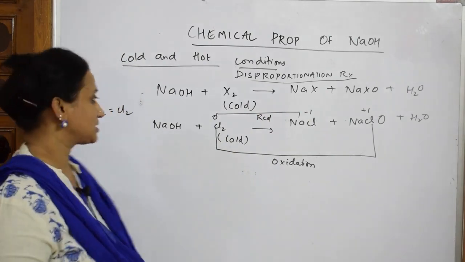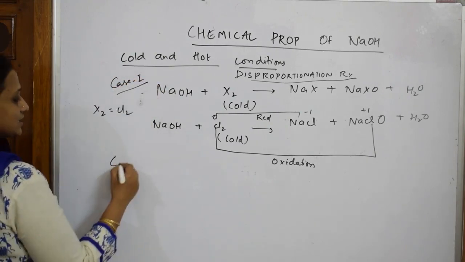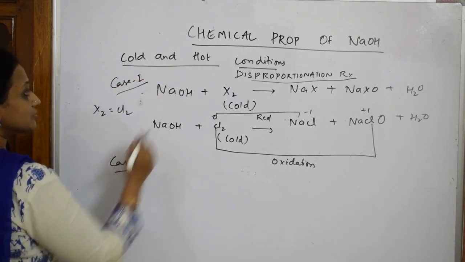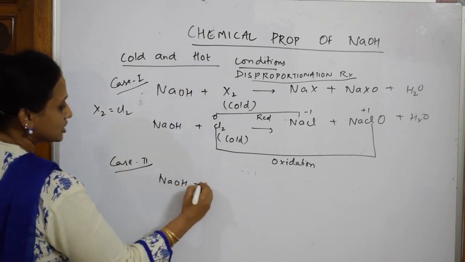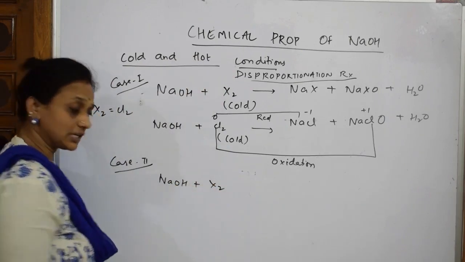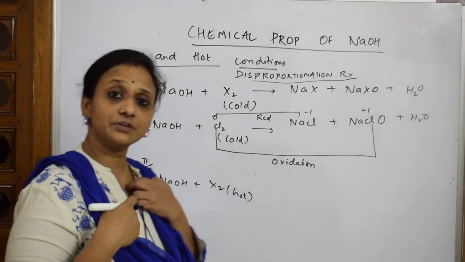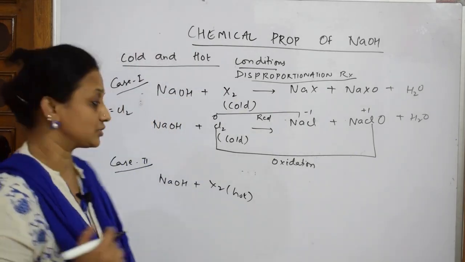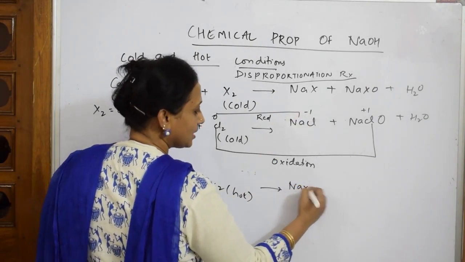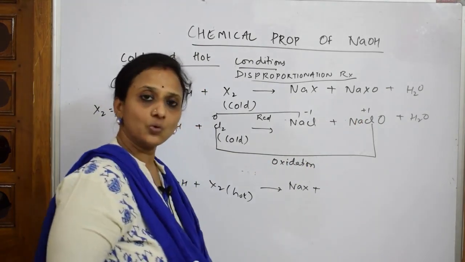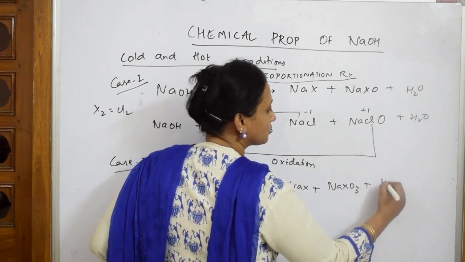Remember this. Now condition 2. This is case 1, let us take case 2. Instead of cold conditions, I'm going to take hot conditions. NaOH plus the halogen, now the condition is hot. Now you have to be careful. In the exam you need to observe carefully whether they've given you cold condition or hot condition. Now the product which is going to form, NaX, is the same. Instead of NaXO, you're going to get NaXO3 plus water molecule.